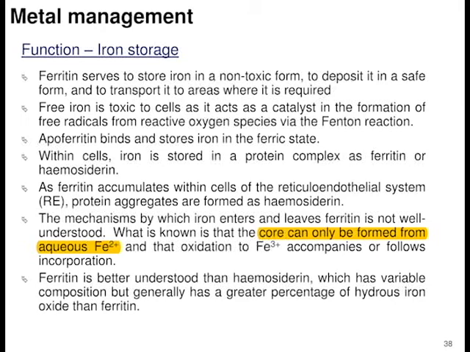So this is also another one I mentioned: iron 2 is oxidized to iron 3 and then it enters the system. But some say it enters, then it gets oxidized. So it's not well understood how iron enters and leaves ferritin. The core can only be formed from aqueous Fe2+ and oxygen; Fe3+ accompanies or follows incorporation. So the iron 2+ can be oxidized to iron 3+ and then enter the ferritin core, or it can enter and along the way get oxidized, or go inside the middle and then get oxidized. Basically, the key thing is they are stored as iron 3+ in combination with phosphate, and we call it iron 3 crystallites.